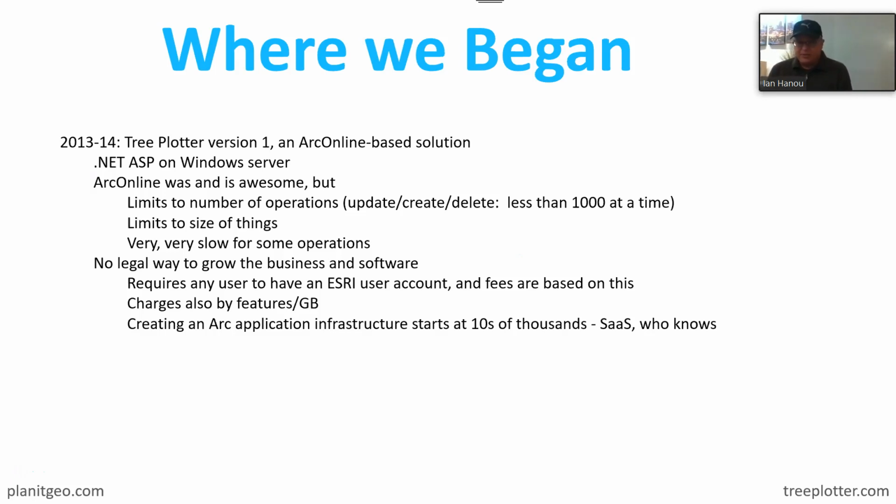But it had limits in terms of offering a software solution for our clients. There were limits to a number of operations and to the size of the operations. So, for example, you can only do operations on 1,000 features at a time, which is very limiting if you're trying to build a software system. Limits to other sizes of things, in other words, to the amount of data it would process. And it was very slow for some operations.